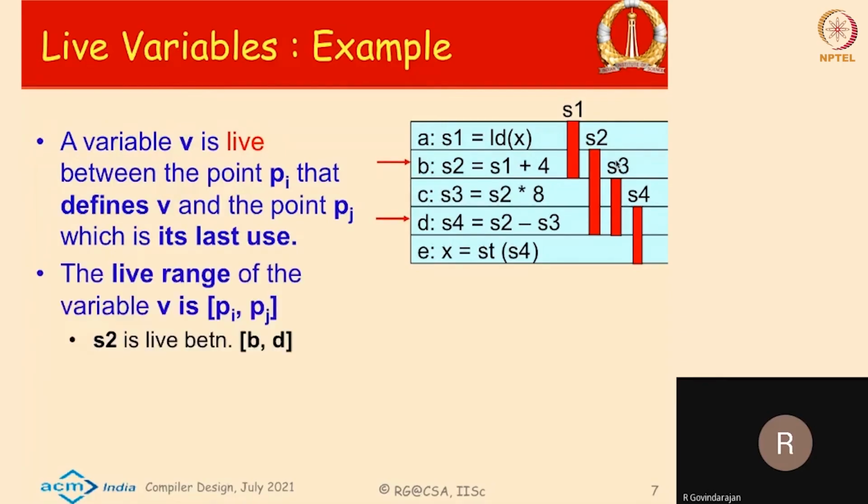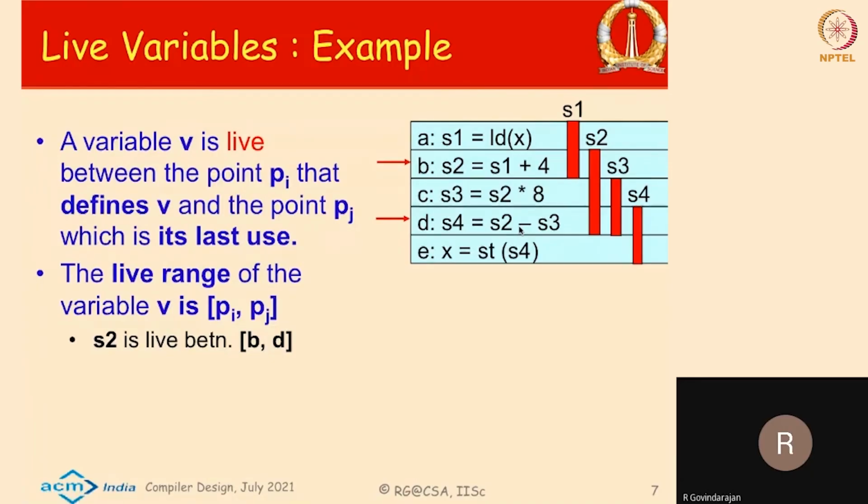So just to say, the live range of the variable V is from the place where it is defined till its last use. For example, if I take the variable S2, it is defined in instruction B, used in instruction C, but its last use is in instruction D. Instruction E does not use S2, therefore its live range starts from B and ends in D. This is one way of looking at it.